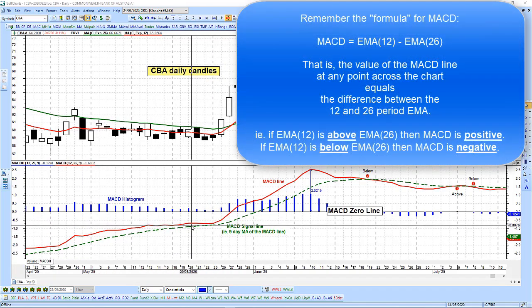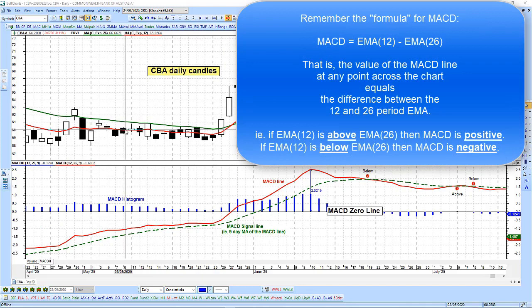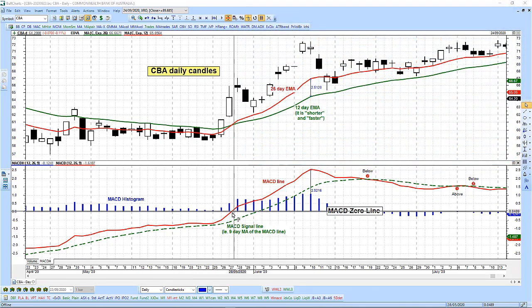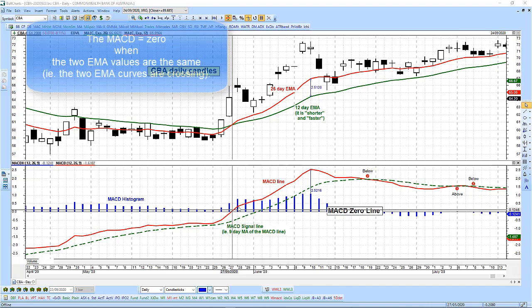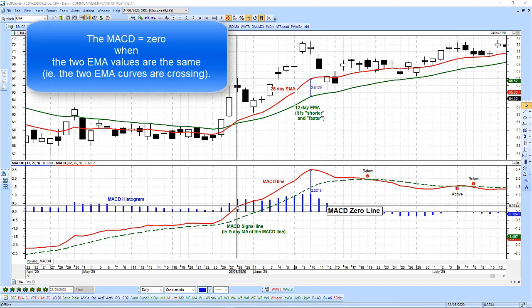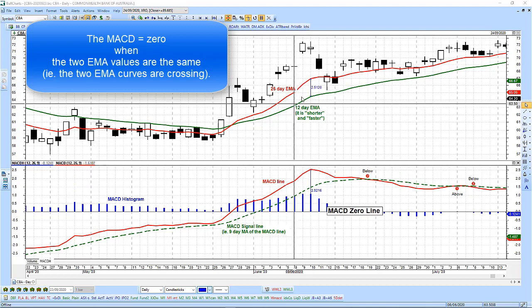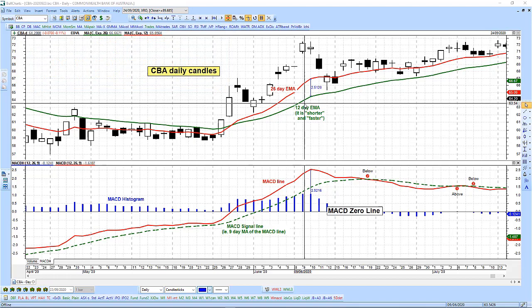So MACD negative and rising is telling us that the two moving averages up here are getting closer together, but they're falling. And you can see that when the two moving averages cross, the MACD line crosses above its zero. It goes from negative to positive. So the MACD line is telling us a lot about what those two moving averages are actually doing.